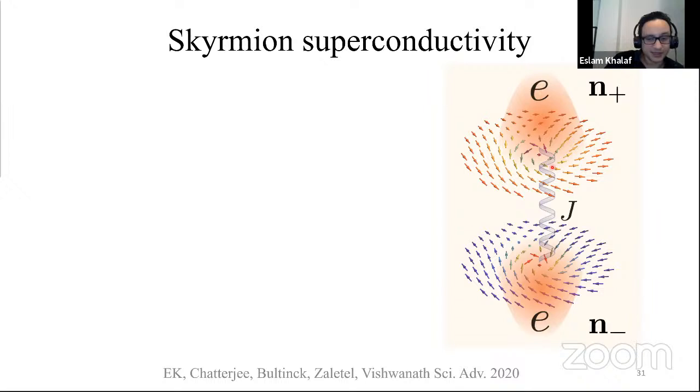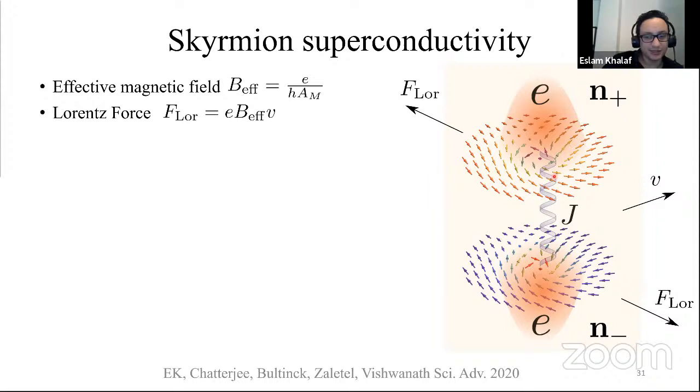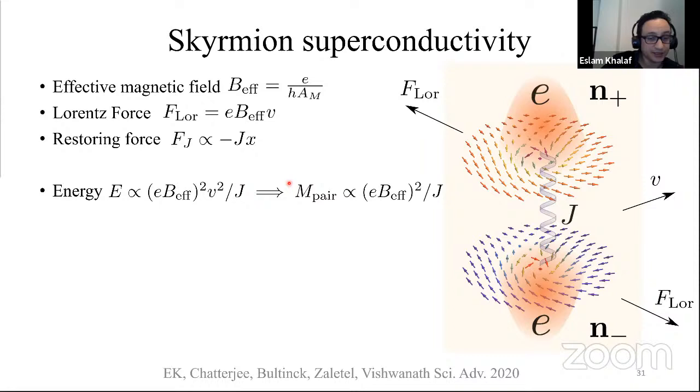And we think of what happens when this object starts moving. The skyrmions and anti-skyrmions in opposite Chern sectors feel opposite effective magnetic fields, but they have the same charge, which means that they feel opposite Lorentz forces when they start moving. This Lorentz force will try to pull them apart, but due to this spring force, I will have a restoring force that tries to bring them back together. I can equate these two with each other, and from this I can read off the energy at finite velocity that's quadratic in the velocity. And from this expression, I can estimate the mass of this object, which turns out to be inversely proportional to this J.